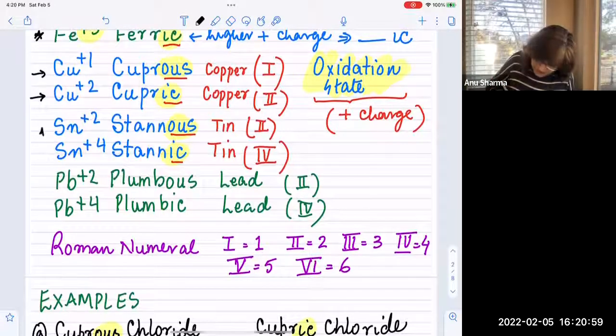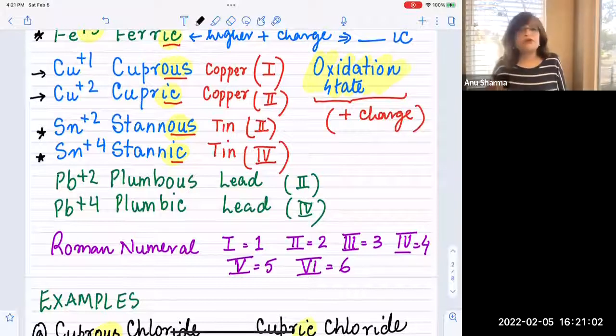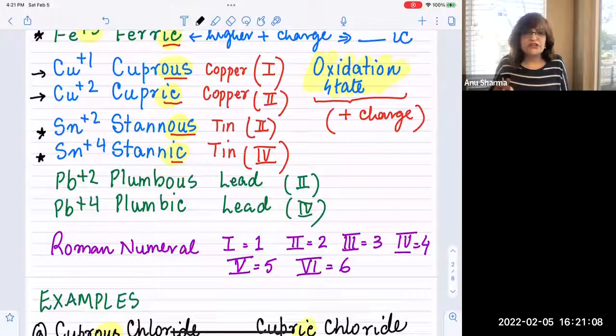Then you have the tin. The tin is +2 and +4. The tin can exist in +2 state. That is a lower oxidation state. That is why it is called stannous. A higher oxidation state is stannic.